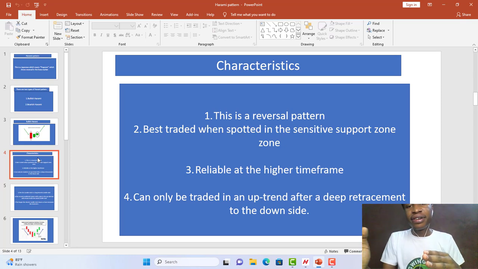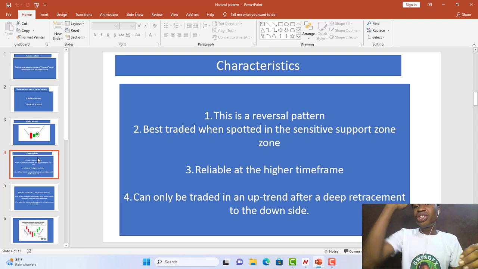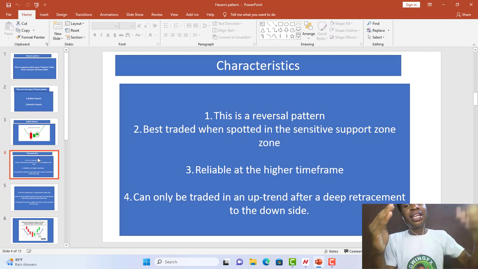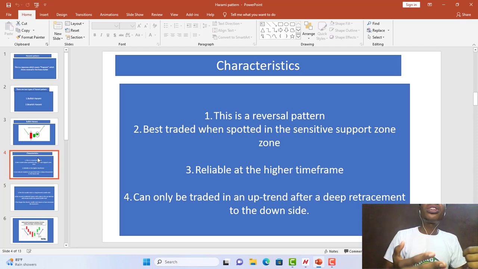Reliable at the higher time frame. What it's just trying to tell you is that when you spot this Harami in your D1, it cannot be compared to someone who spotted the Harami in the H1, and it cannot be compared to someone who spotted the Harami in 30 minutes, 15 minutes, or 1 minute time frame, right? So the higher the time frame, the more reliable it is, right?